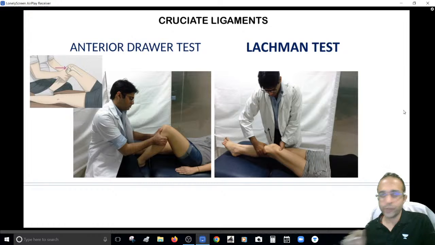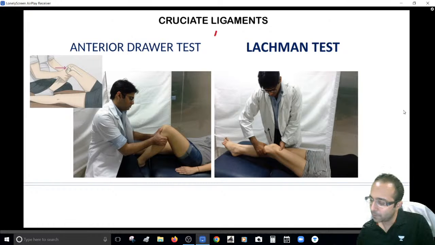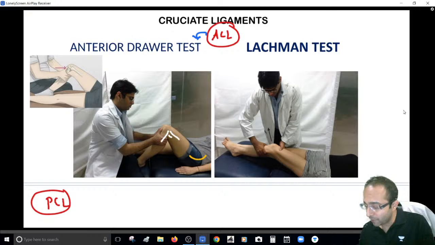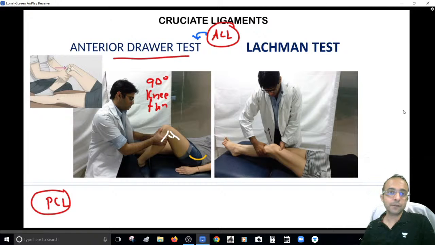How to check for cruciate ligaments also, I think I should tell you. For cruciate ligaments, checking the ACL and PCL both is required. Now the standard test for ACL has been the anterior drawer test, and that's the anterior drawer test being performed. The hip is flexed almost to 45 degrees, but mind you, the knee has been flexed exactly to 90 degrees. So here you have 90 degrees of knee flexion in the anterior drawer test.